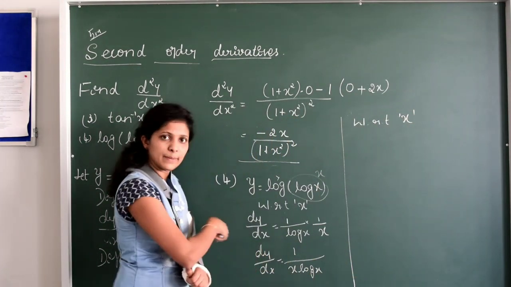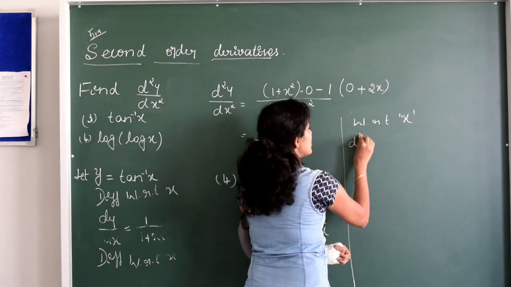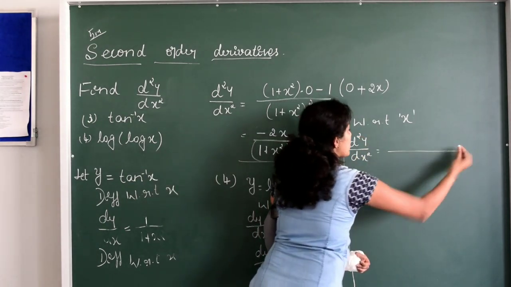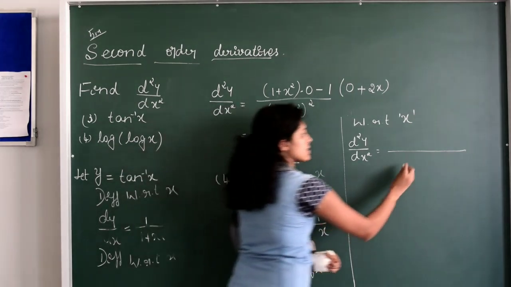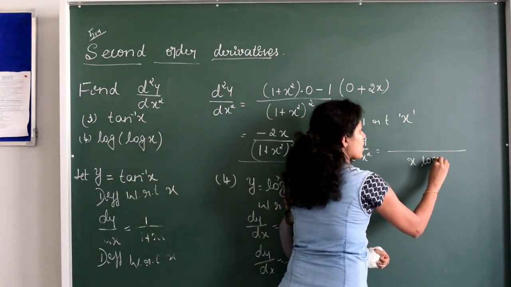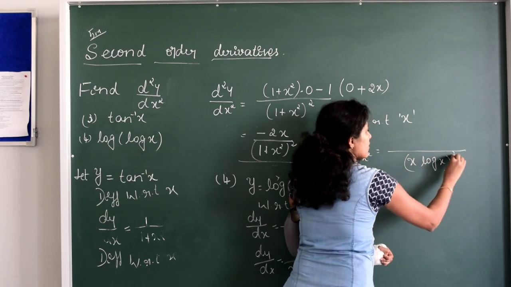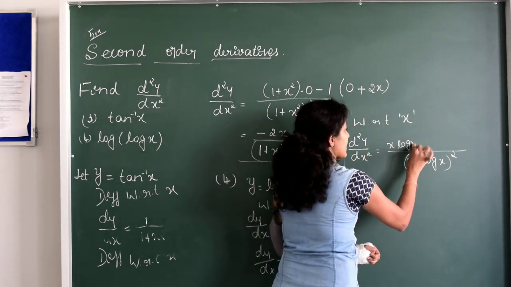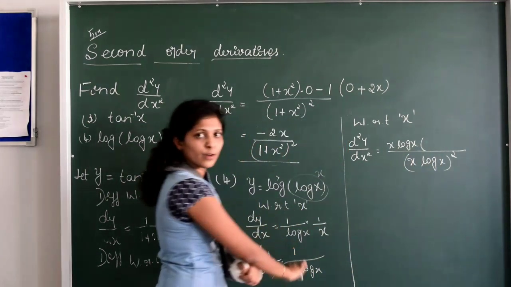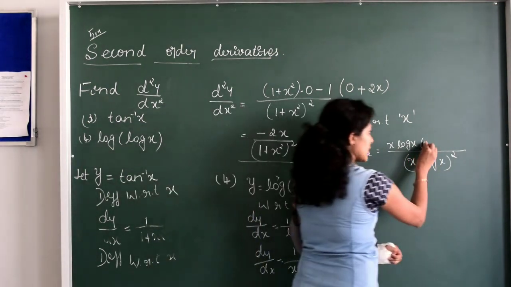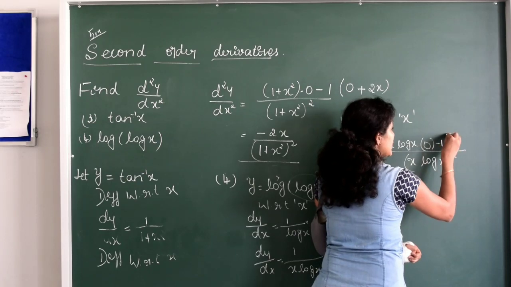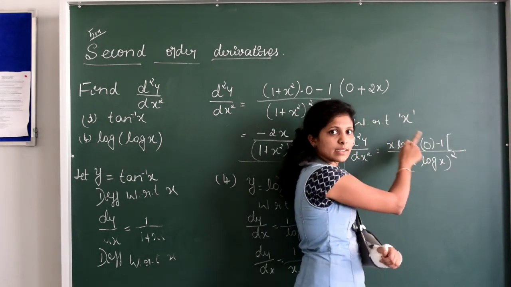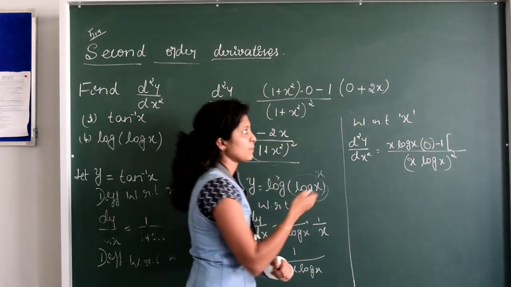So the derivative of dy by dx with respect to x will be d square y by dx square. To apply the quotient rule, denominator whole square. So this is now x into log x whole square. Then I will write the denominator as it is, that is x into log x, and into the derivative of 1 with respect to x, which is 0, minus 1 into, we have to differentiate this, that is x into log x. Right? x into log x means there are two functions. We have to apply the product rule.